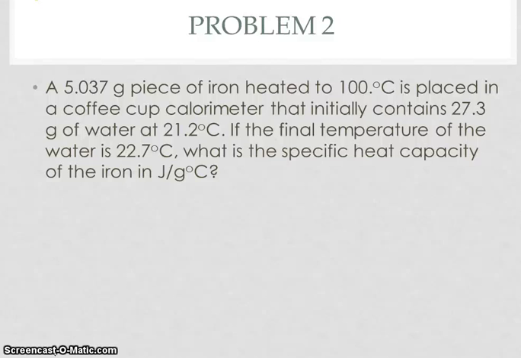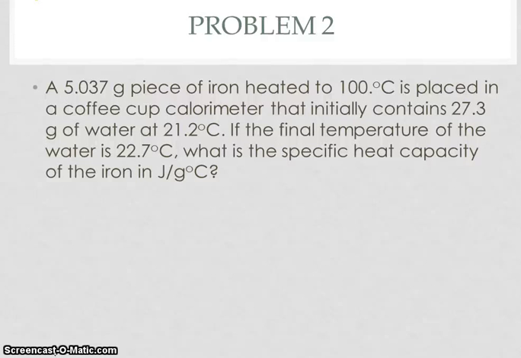If the final temperature of the water is 22.7 degrees Celsius, what is the specific heat capacity for iron? So here we have an energy transfer problem. We have a hot piece of metal that we're putting into a sample of water. Energy is going to be transferred from the iron into the water. The temperature of the iron is going to go down.